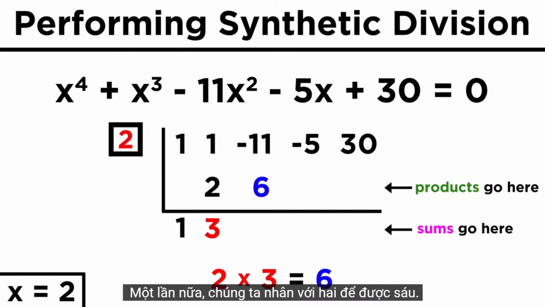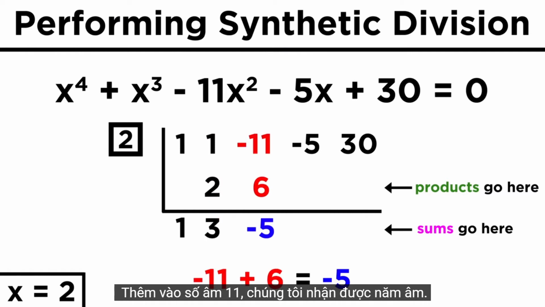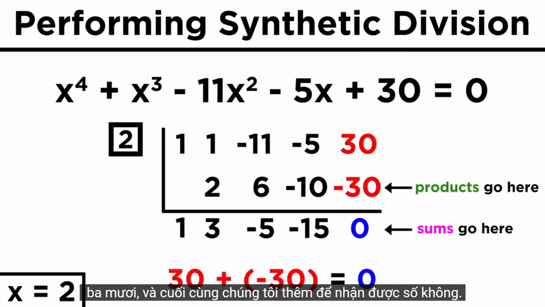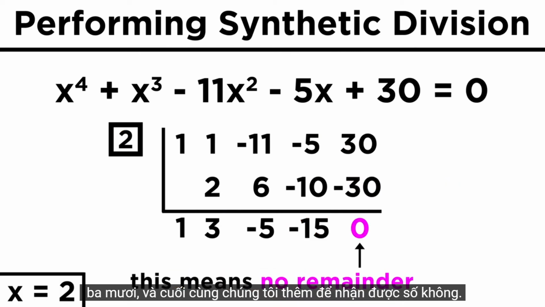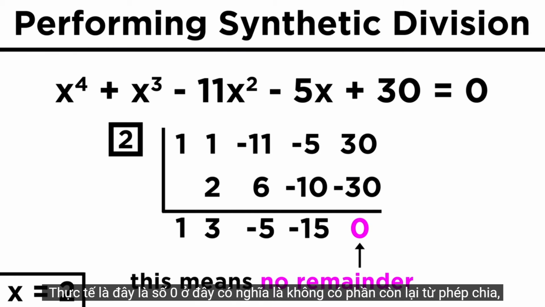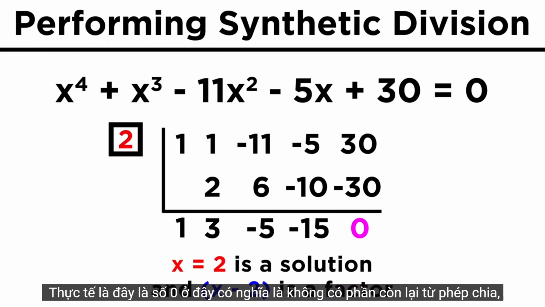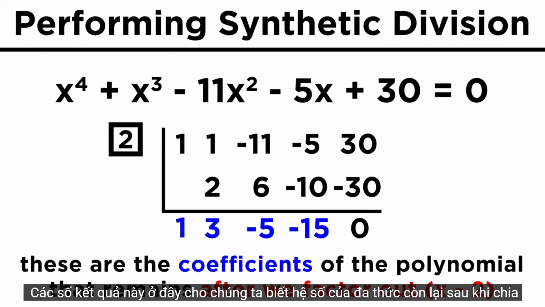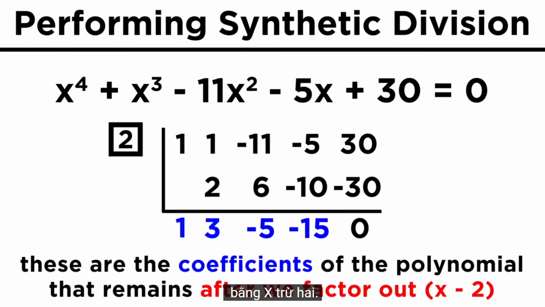Again, we multiply by 2 to get 6. Adding to negative 11, we get negative 5. Then we multiply to get negative 10, add to get negative 15, multiply to get negative 30, and finally we add to get 0. The fact that this is a 0 right here means that there is no remainder from the division, which means that 2 is a solution, and therefore x minus 2 is indeed a factor of this polynomial. These resulting numbers here tell us the coefficients of the polynomial that remains after dividing by x minus 2.